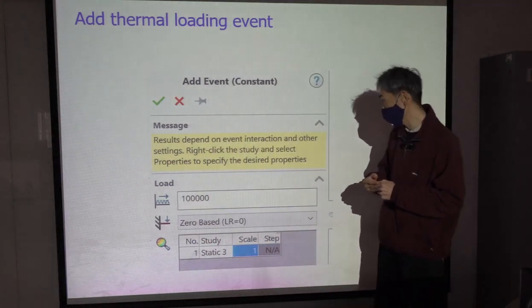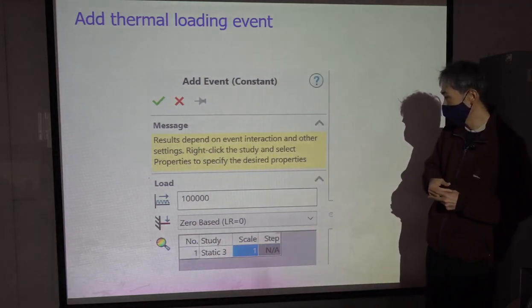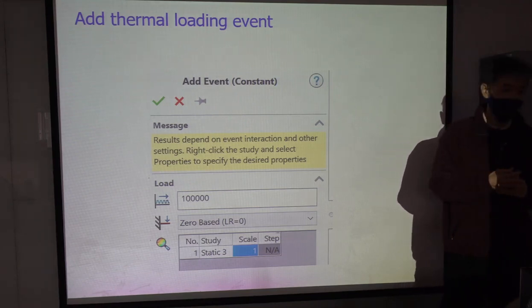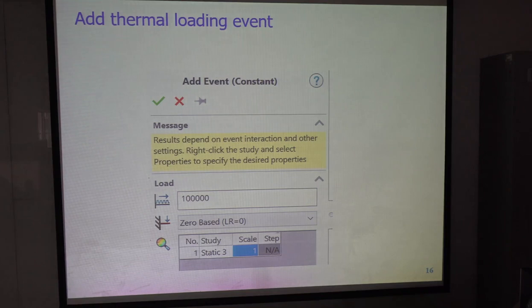So the thermal stress is also 100,000 Newton, or the load 100,000 Newton due to the heat, the temperature. Okay, so we have 2 events occur during the cooking. Okay, next page.